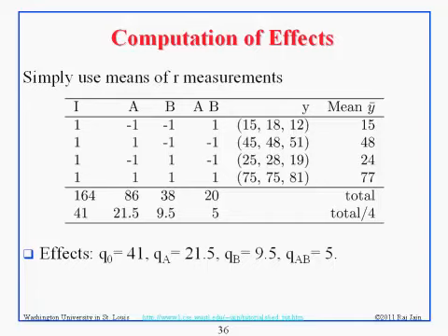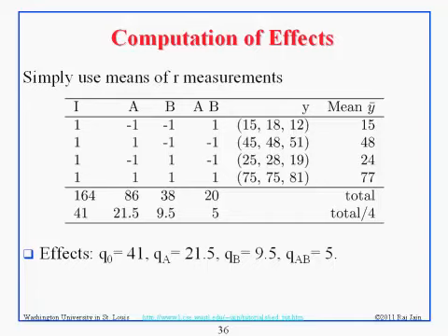So what do we do? Well, one way to do this is to just take the mean. Instead of the 3 numbers, we write down the mean here, 15, the mean of these 48, the mean of these 324, the mean of these 377, and if we use this column to multiply with that column and add up, we get 164. Take this column, multiply with that, and so on and so forth. And then we divide by 4, we get the effects.